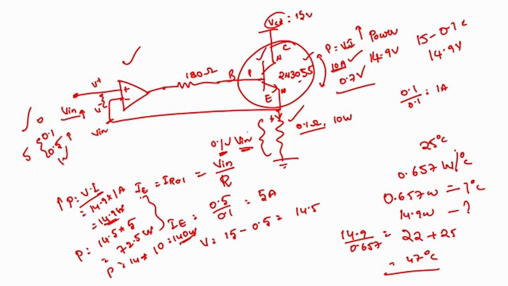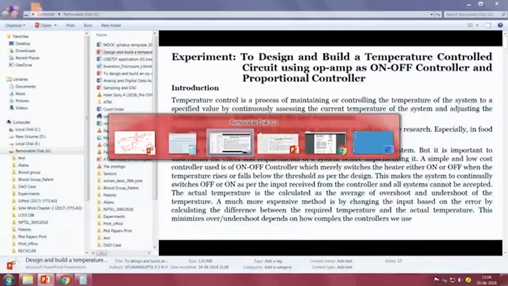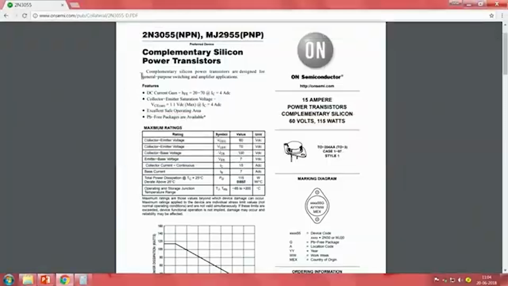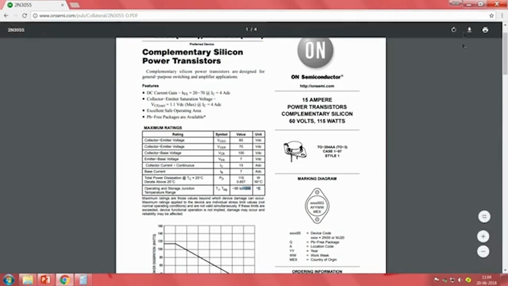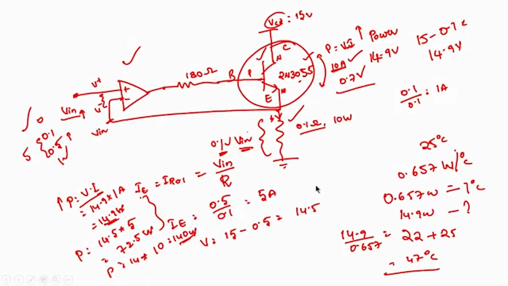When we look into the data sheet of 2N3055, the maximum operating temperature of 2N3055 is 200 degrees centigrade. If it is more than 200 degrees centigrade, there are chances of damaging the circuit. So, in order not to damage it, even in normal day to day life applications, if you see a 2N3055 power transistor, it will always be kept under heat sinks.